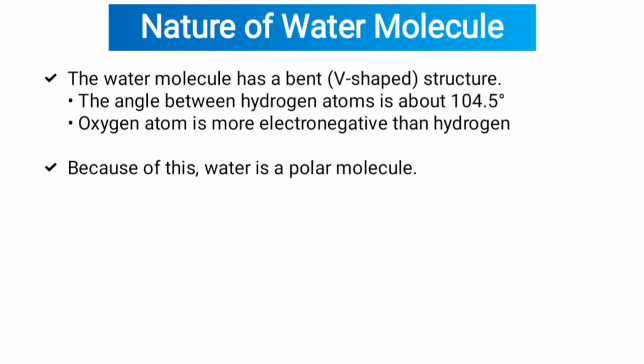Nature of water molecules. The water molecule has a bent, V-shaped structure. The angle between the hydrogen atoms is about 104.5 degrees. The oxygen atom is more electronegative than hydrogen. Because of this, water is a polar molecule.